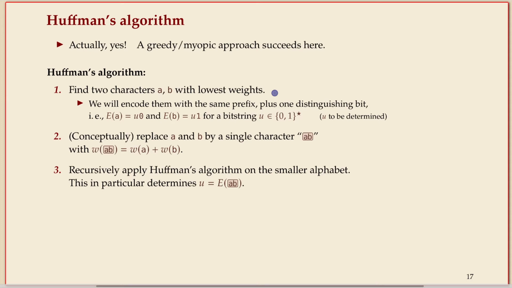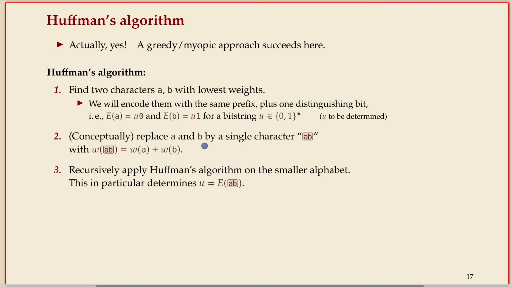Now remember, low weight means we want to assign them a long code word. So what we'll do is we will encode them with some prefix yet to be determined and one extra bit that distinguishes A from B. So we set the code word of A as U0, B as U1, but U is not clear yet, so we'll have to figure this out.